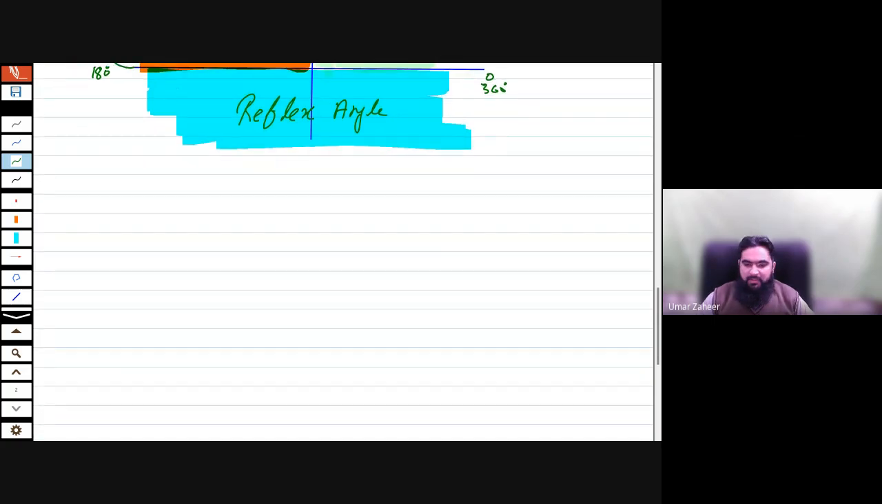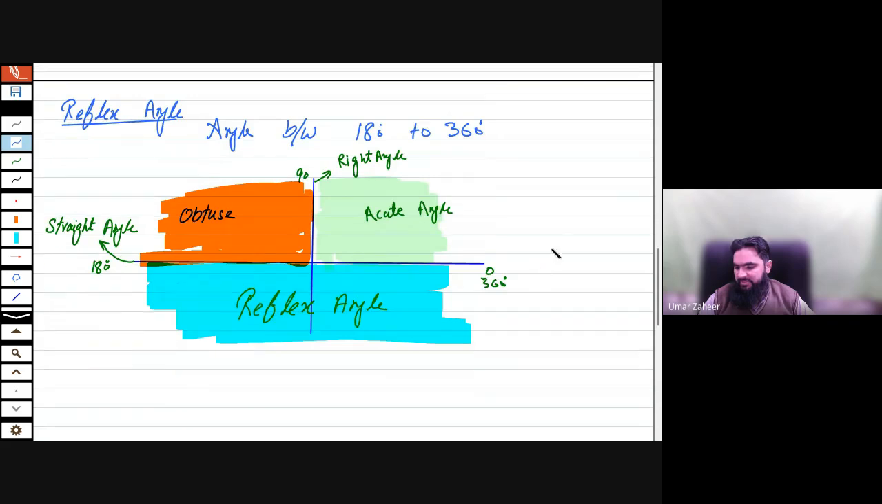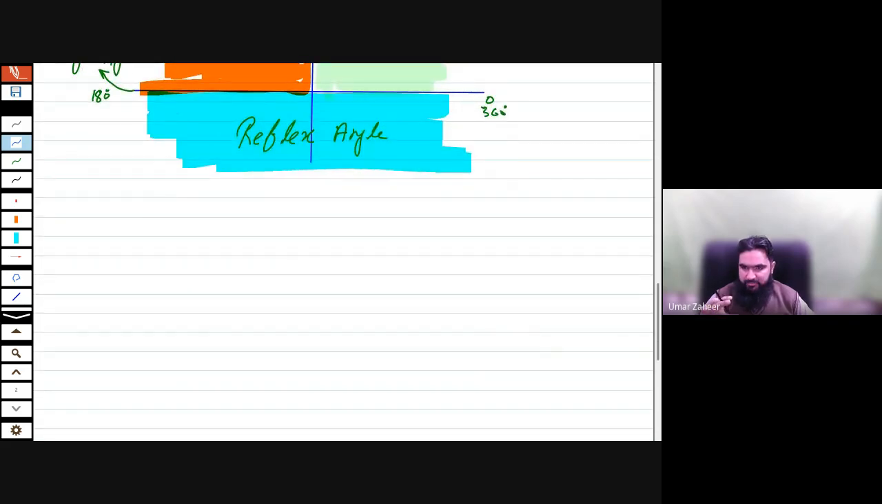Okay. Now, obviously, these are on the basis of the measure of the angles. Now we move on to classification on the basis of their properties. Can you please tell me what complementary angles are?